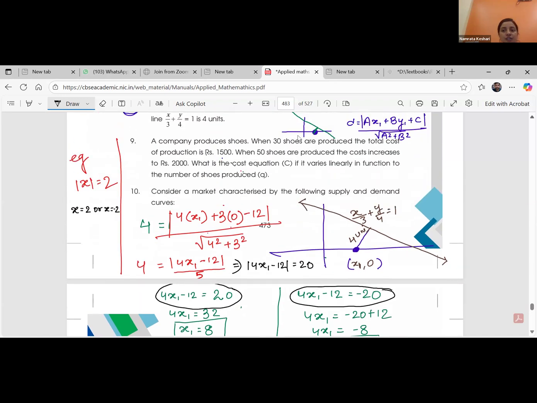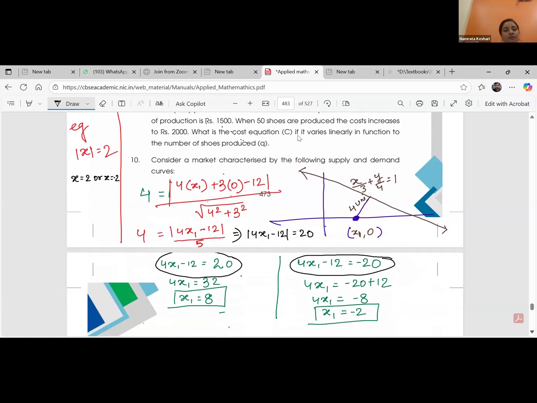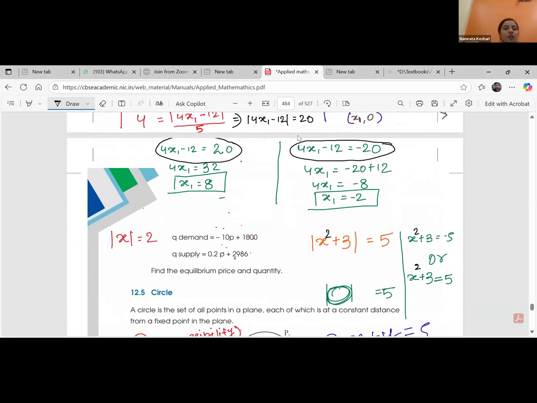Now here you can see the question. What are the points? So we got the points, plural. Can you see points? We were supposed to get one answer, but due to modulus, we got two answers. And here it was given in the question as well, what are the possible points. Clear?